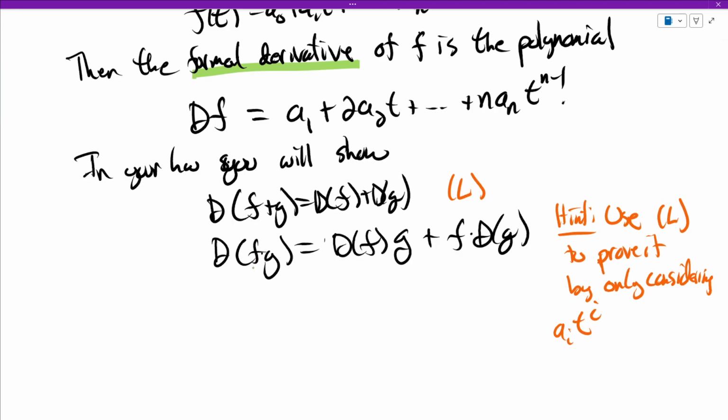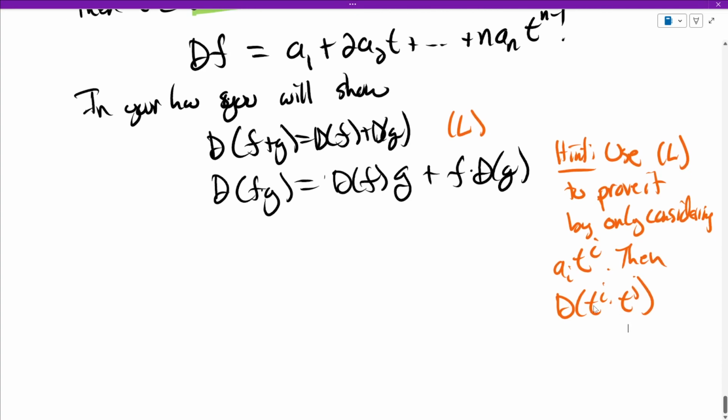So basically, if you think through that, you really only have to prove it in a special situation, where f is t to the i and g is t to the j. Then you just need to check d of t to the i times t to the j. This is just easy to check, that formula. Okay, so linearity is helpful for proving the Leibniz rule.